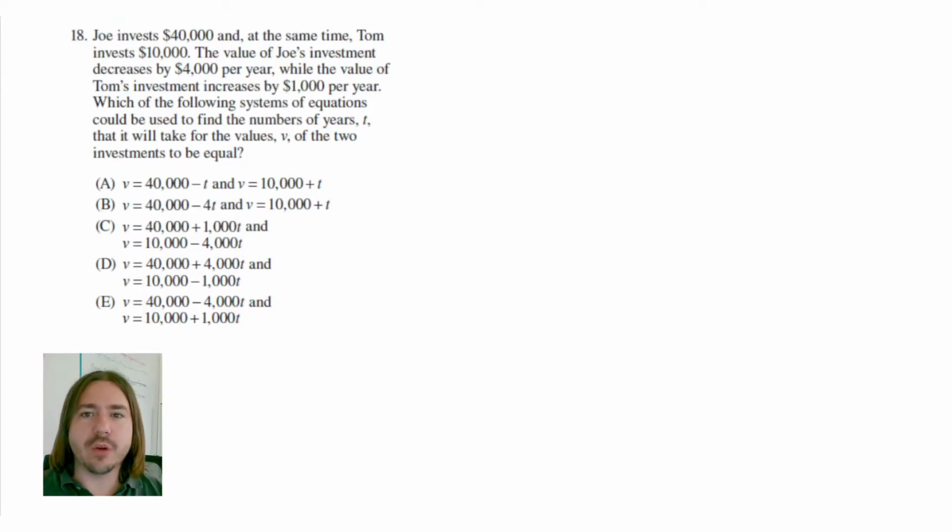Number 19, we've got a word problem. So let's just go ahead and read it real quick and see what it's actually asking. It says, Joe invests $40,000 and at the same time, Tom invests $10,000. The value of Joe's investment decreases, goes down by $4,000 per year, while the value of Tom's investment increases by $1,000 per year. Which of the following systems of equations could be used to find the number of years T that it will take for the values V on the two investments to be equal?